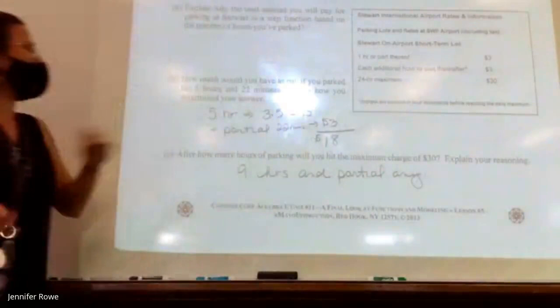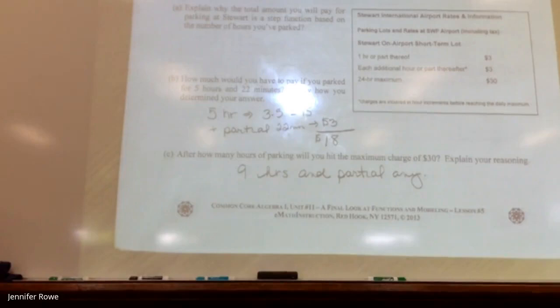After how many hours of parking will you hit the maximum charge of $30? 9 and a partial. Why is it 9 and a partial? Because you can pay 9. The minute you hit 9 hours is $27, correct? 5 minutes is going to cost you what? Another $3. So it's 9 hours and any partial amount. I said 24 hours. That's what it said on the thingy.